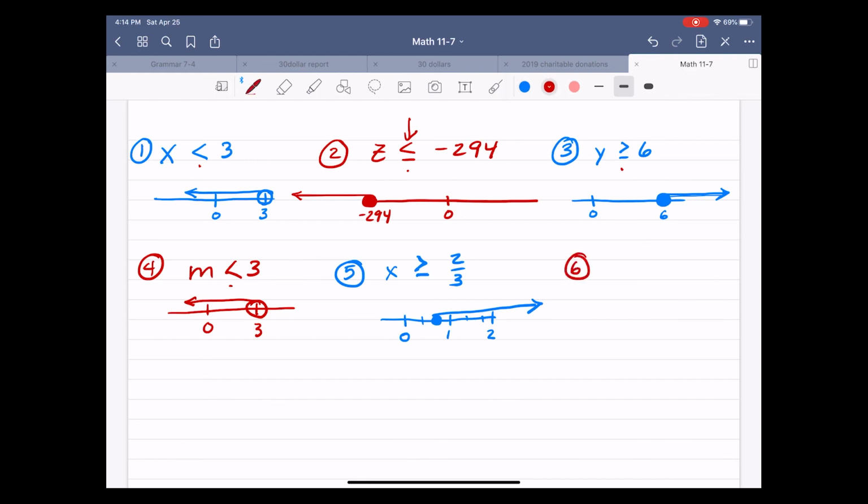Number 6. 5t is greater than 3t minus 10. And we found out already, we already solved it. T is greater than -5. So notice it's not greater than or equal to, it's just greater than. So we have 0 here, we have -5 here. T is everything greater than -5. So the circle is open.